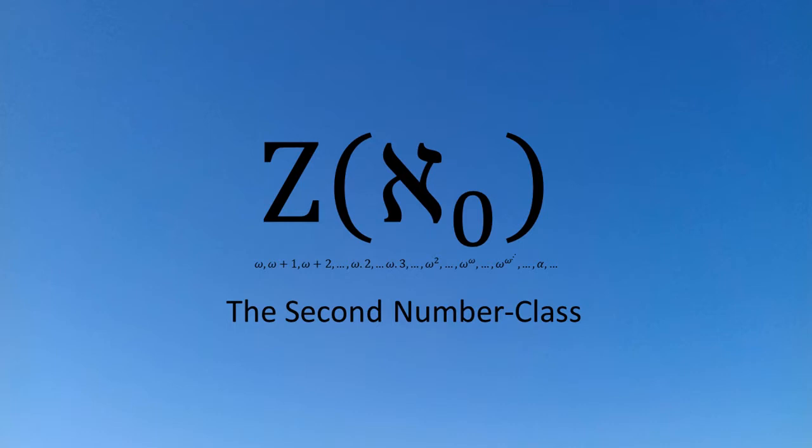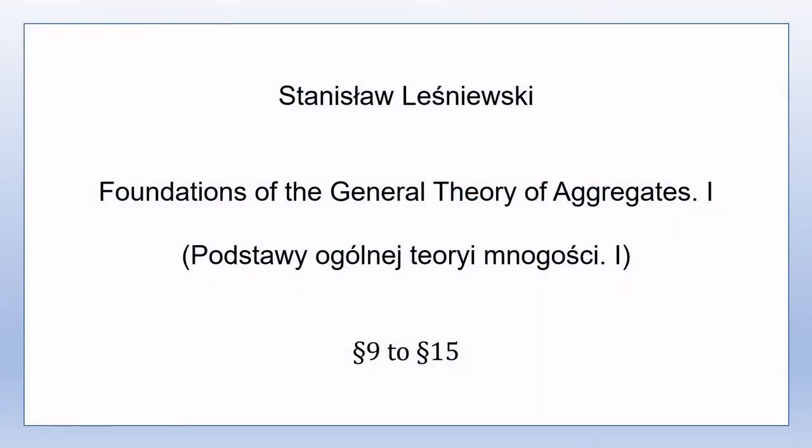Welcome to this video. In this video, I'll be presenting the second part of my translation into English of one of the early works of the Polish logician Stanisław Leśniewski. The original title of the work in Polish was Podstawy ogólnej teoryi mnogości, which I've translated into English as The Foundations of the General Theory of Aggregates.